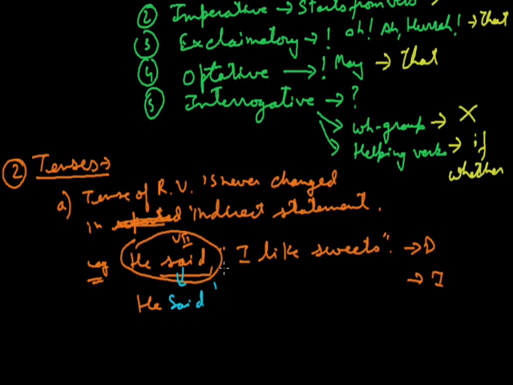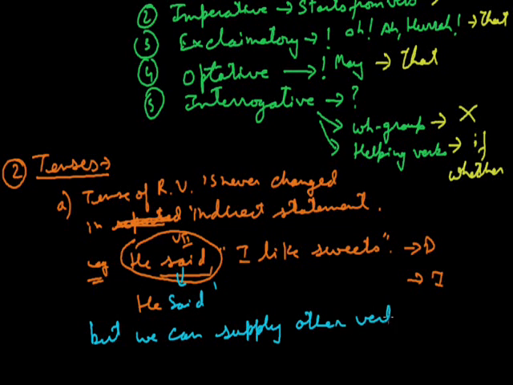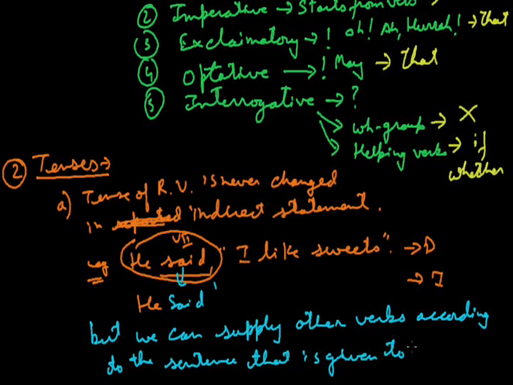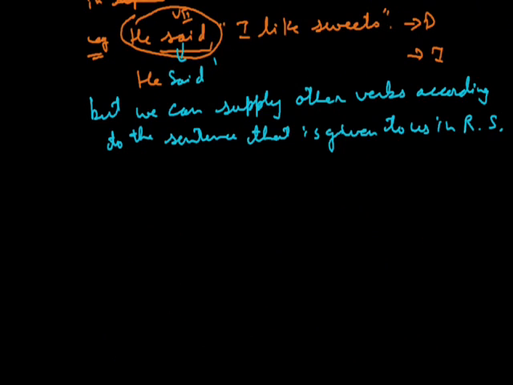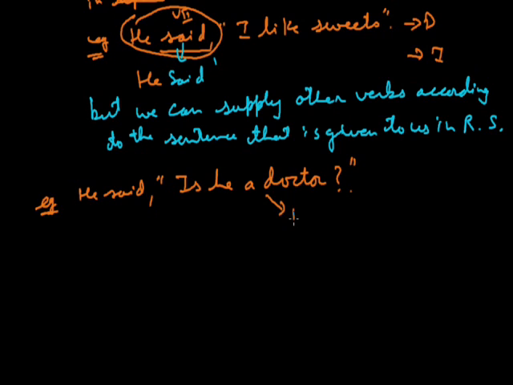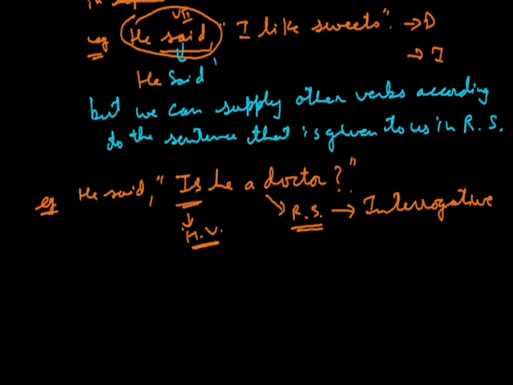But the important thing is, we can supply other verbs according to the sentence that is given to us in reported speech. Suppose a sentence is given to us, he said, "Is he a doctor?" Now this sentence inside the reported speech is an interrogative one, because it is starting from is, and is actually is a helping verb. Since it is a helping verb and starting from is, we will use the connector if.